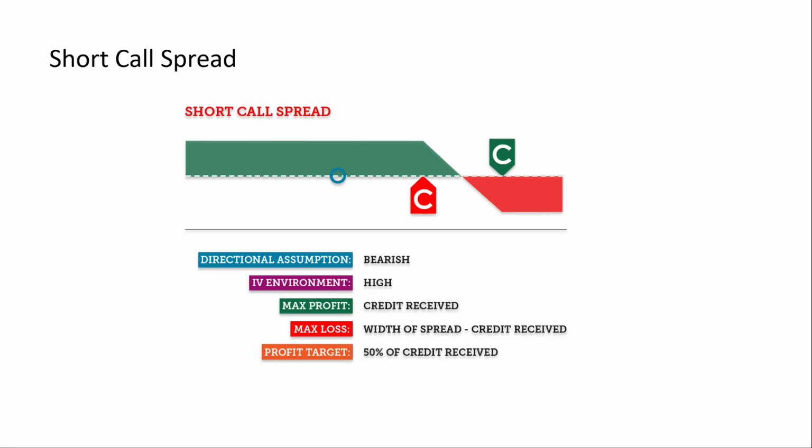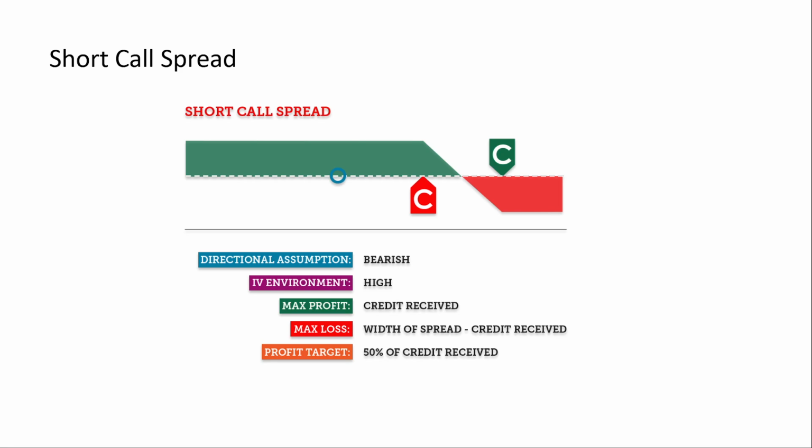So the directional assumption for this type of trade is neutral to bearish. I'm saying neutral because if the price stays in the same place from when you perform the trade, and even if it goes slightly against you, you are still going to end up in profit.